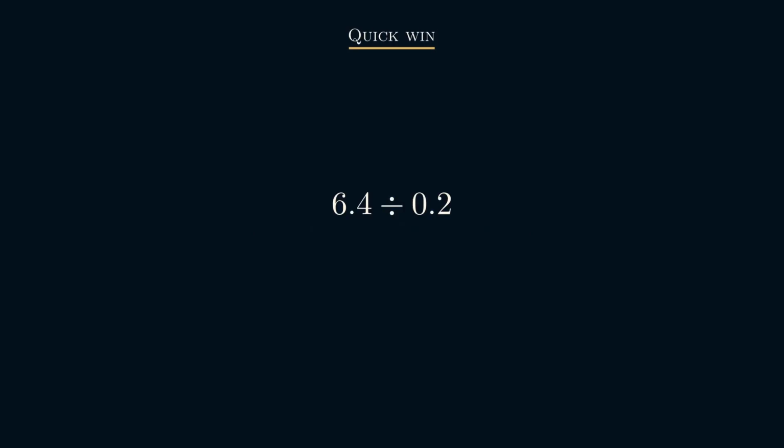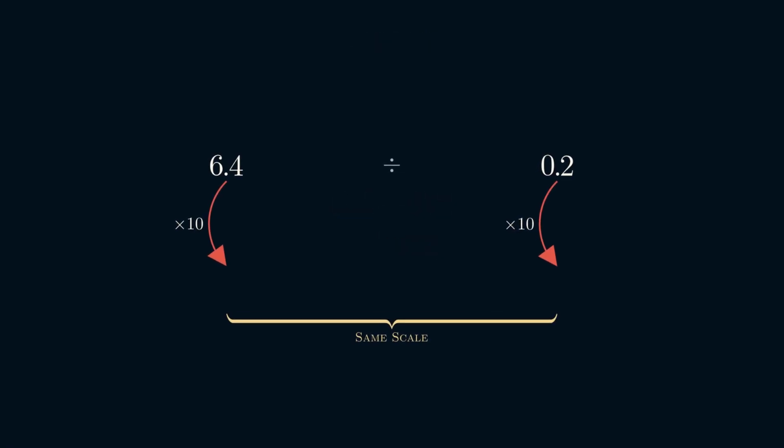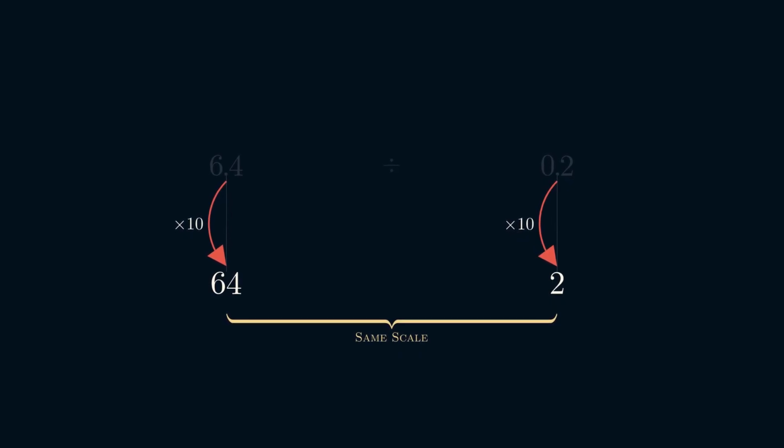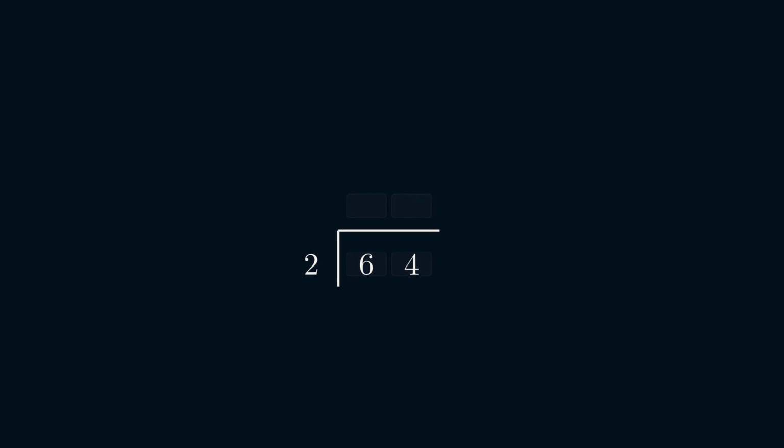Now for a quick win, 6.4 divided by 0.2. The tempting mistake is to change 0.2 into 2, but leave 6.4 alone. That changes the question, so we reject it. Instead, we scale both numbers by 10. 6.4 becomes 64. 0.2 becomes 2. Same scale, same answer. Now we divide 64 by 2.